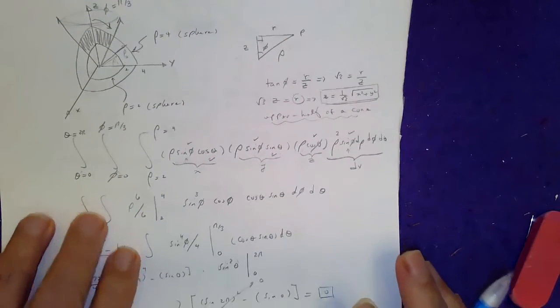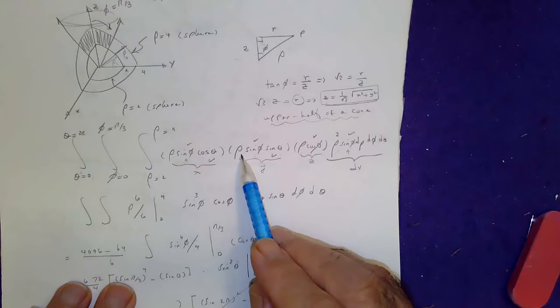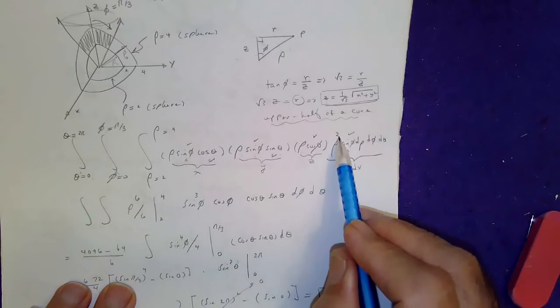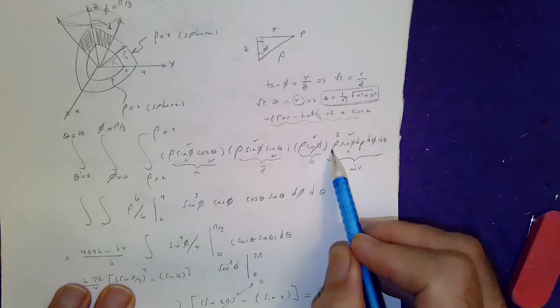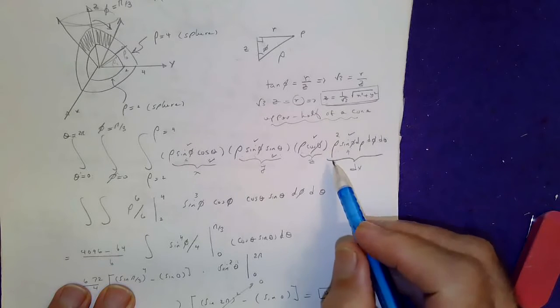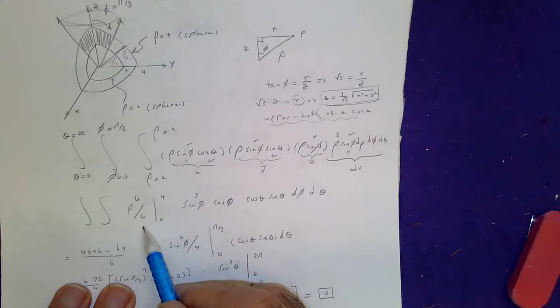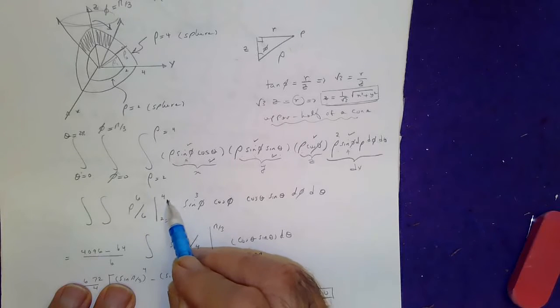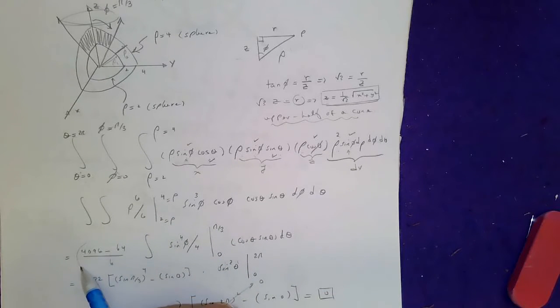Now, the first thing I did, I multiplied the rhos. Notice rho times rho times rho times rho squared is rho to the fifth. The antiderivative of rho to the fifth d rho is rho to the 6 over 6, but rho goes from 2 to 4. So I evaluated that, and I got this fraction.